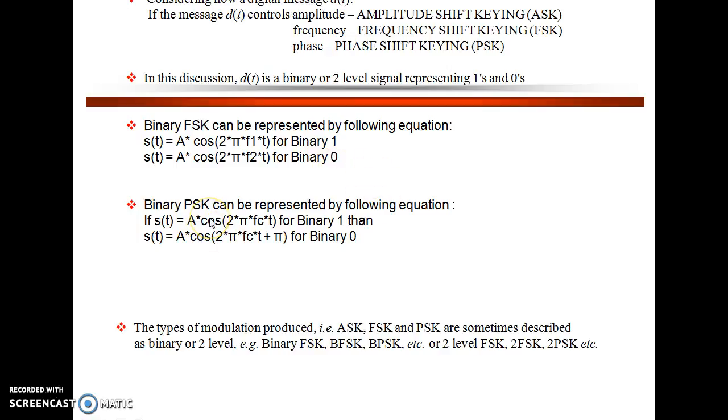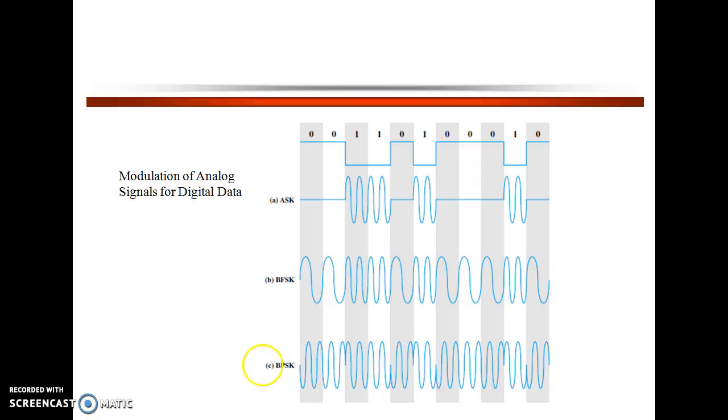Binary PSK can be represented by the following equation. S of t equal to A cos 2 pi fct for binary 1, and S of t equal to A cos (2 pi fct plus pi) for binary 0. The types of modulation produced, that is ASK, FSK and PSK, are sometimes described as binary or two level. That means BFSK and BPSK. So we'll see the waveforms for this.